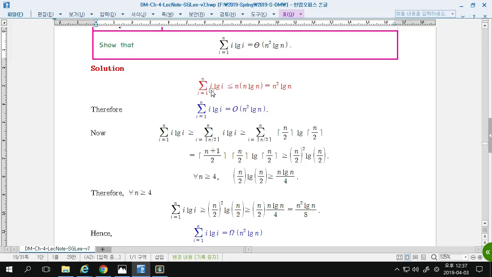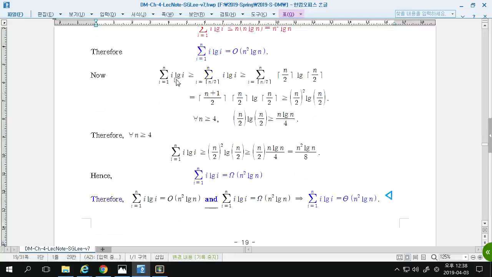This left-hand side is always less than or equal to n times n log n, which is n squared times log n. So if we choose C1 equal to 1, then the left-hand side is big O of n squared log n.